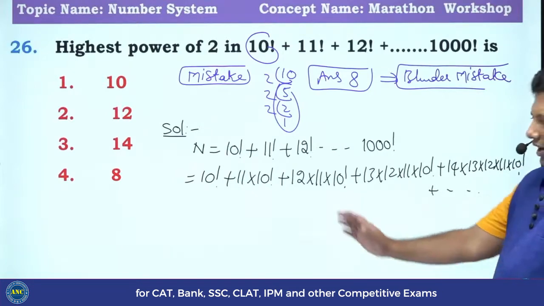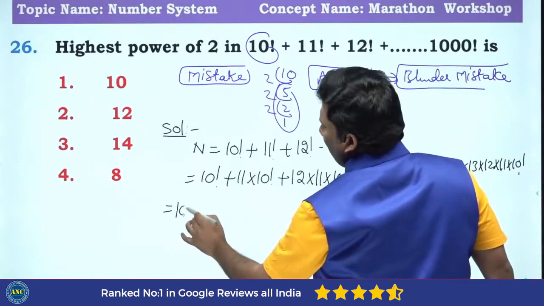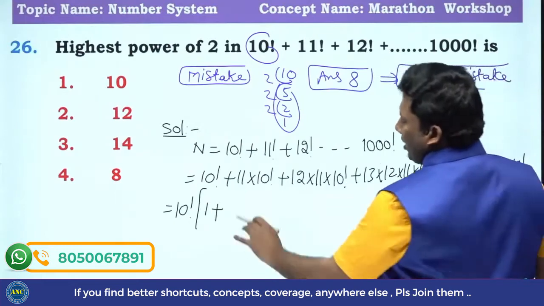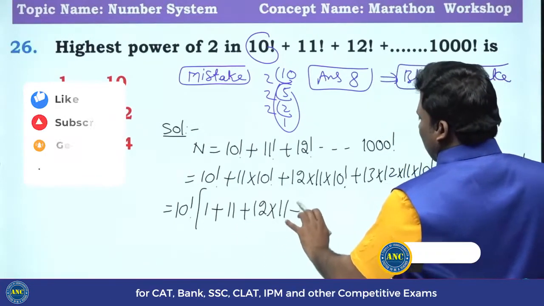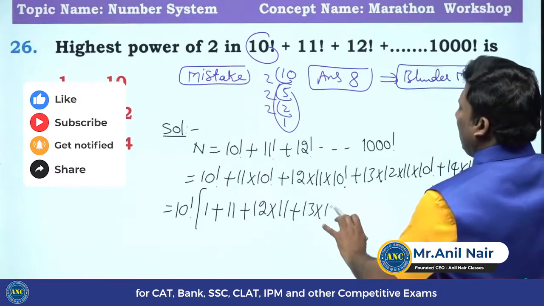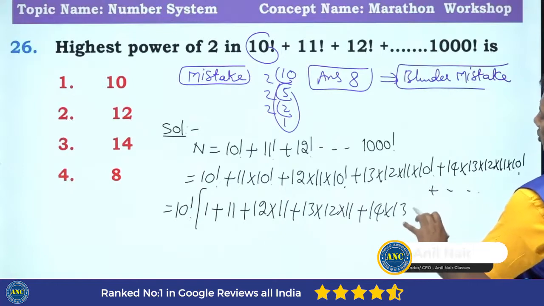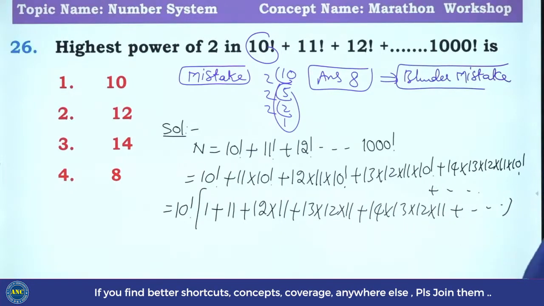Is this clear? Why are we expanding it? You will come to know. Let me take 10 factorial common. 1 plus 11 plus 12 into 11 plus 13 into 12 into 11 plus 14 into 13 into 12 into 11 and so on. Are you all with me?